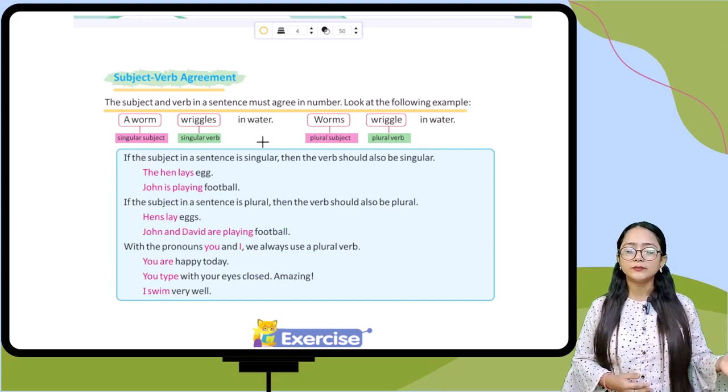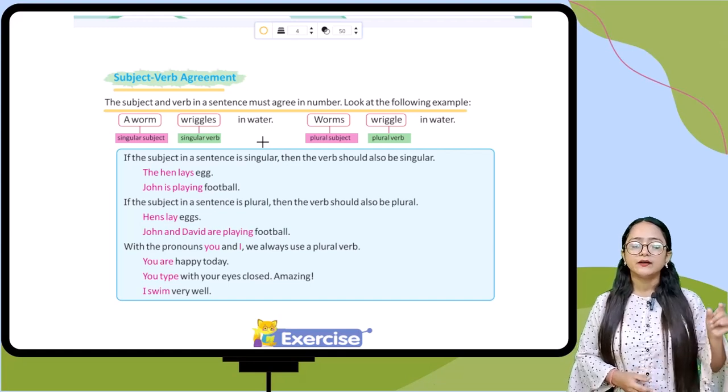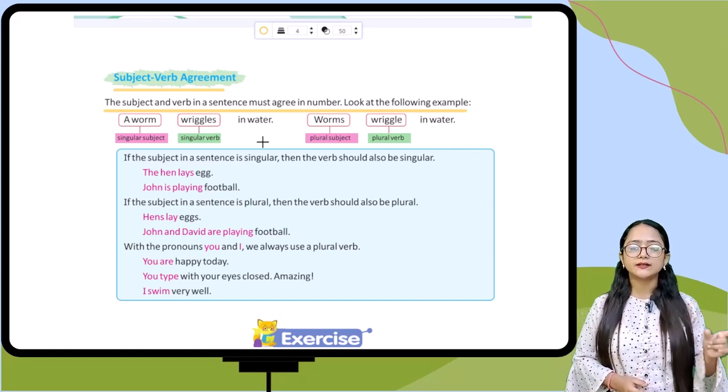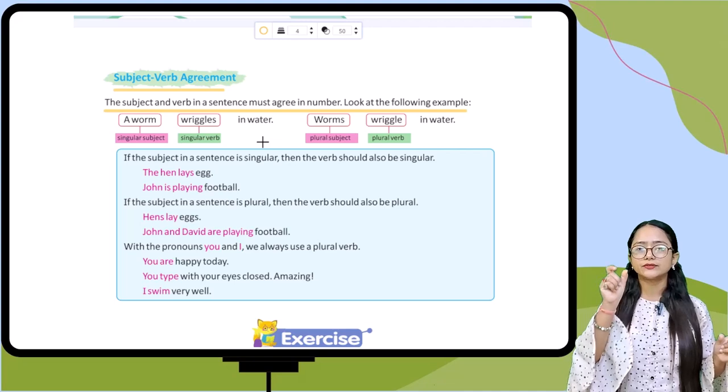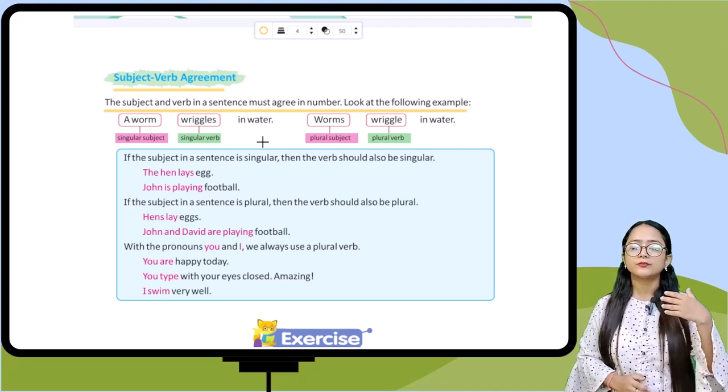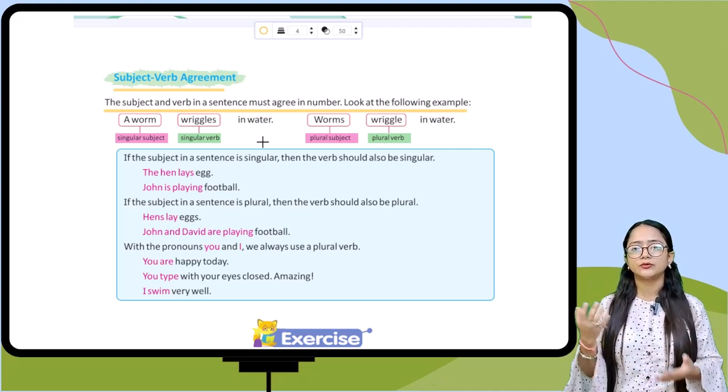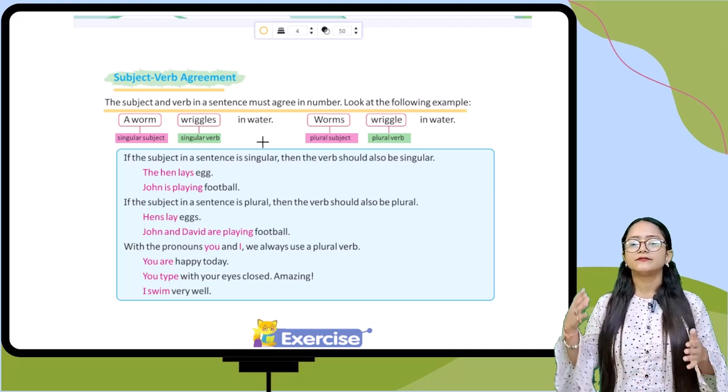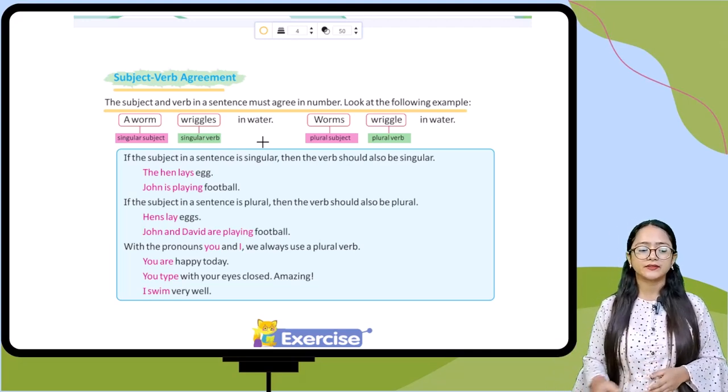Next one, worms wriggle in water. When it comes to a singular subject, then you have to use a singular verb. When it comes to a plural subject, then you have to use the plural verb. Worms wriggle in water.